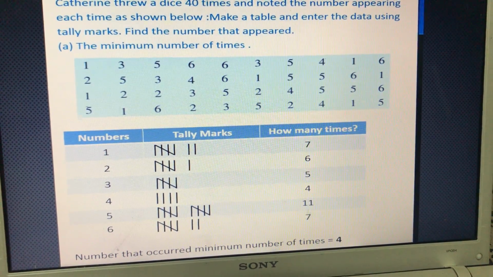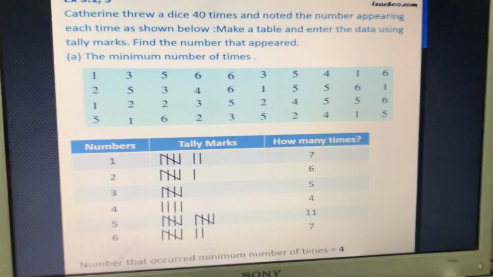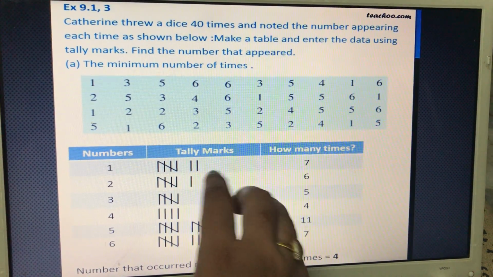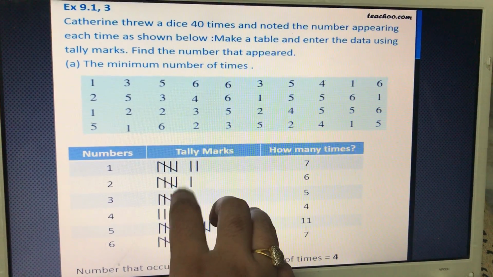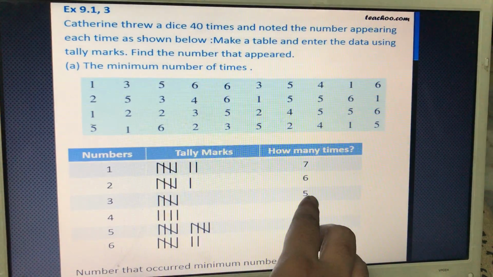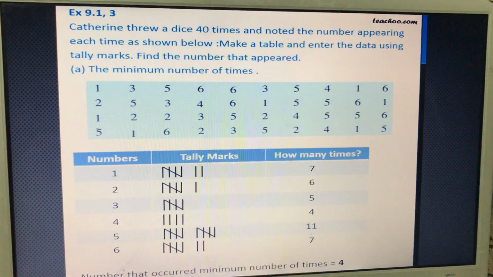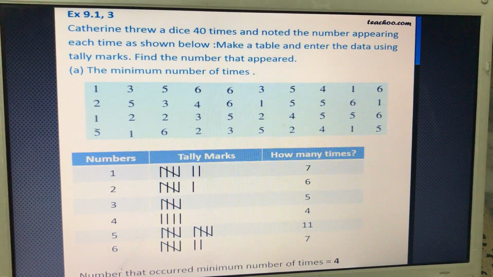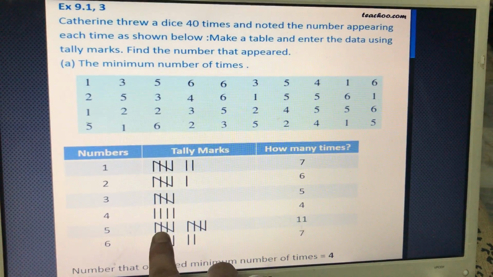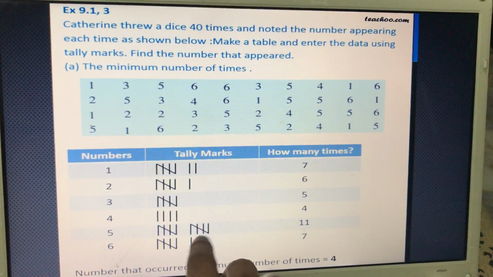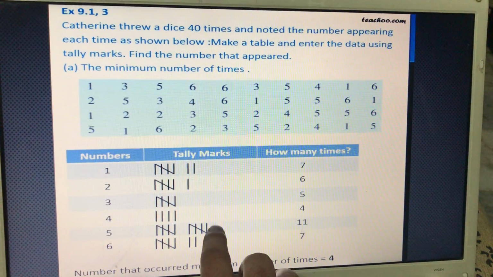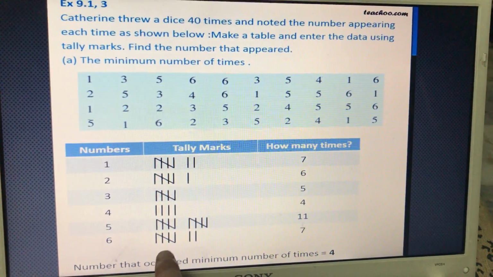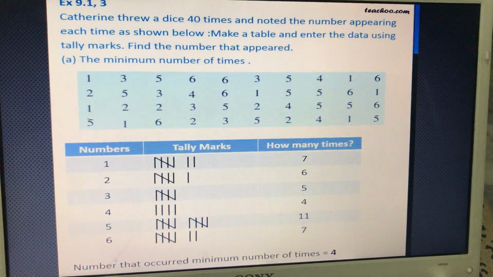Now we have to draw the tally marks for this. Now for 7, we will draw it like this: 1 2 3 4 5 6 7. 6 is written as 1 2 3 4 5 6. 5 is written as 1 2 3 4 5. 4 is written as 4 bars, 1 2 3 4. 11 is written as 1 2 3 4 5 6 7 8 9 10, and one more bar here, 11. 7 is written as 1 2 3 4 5 6 7.